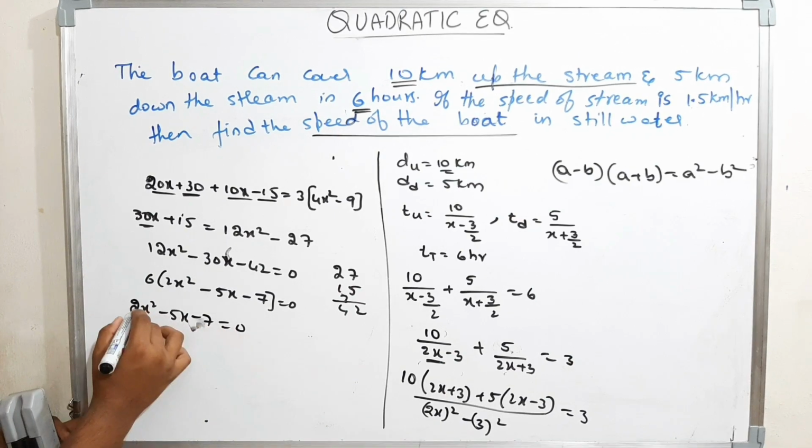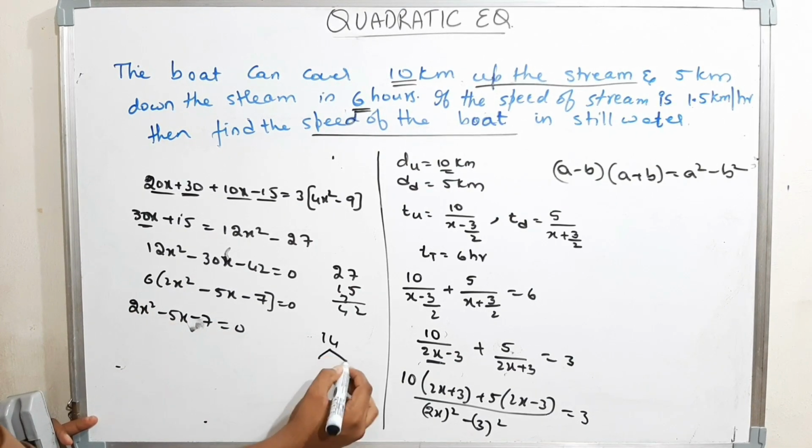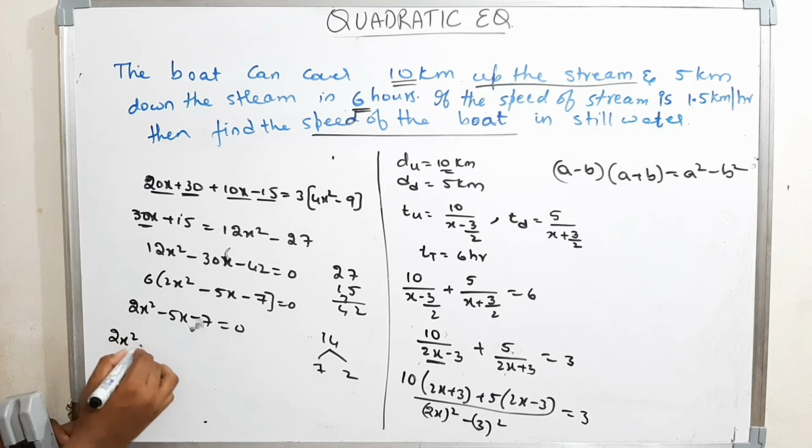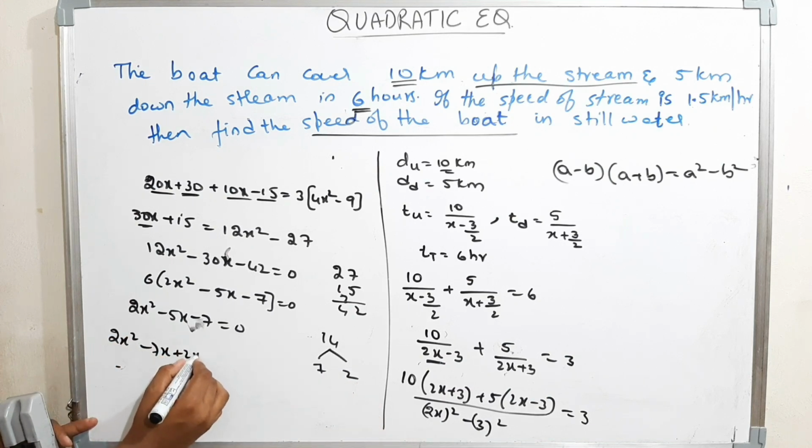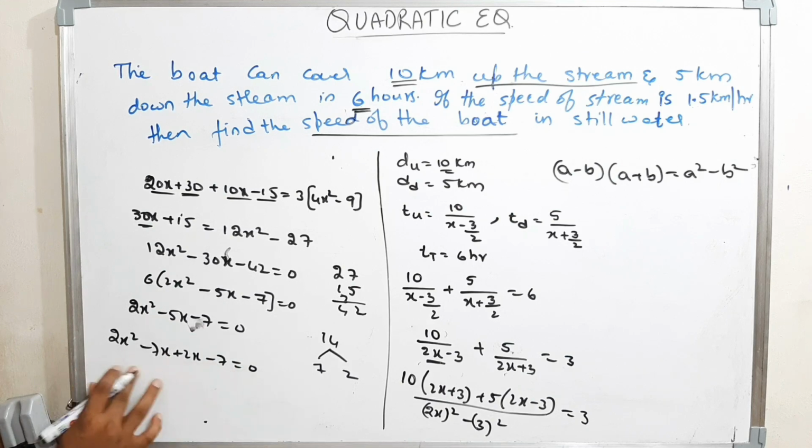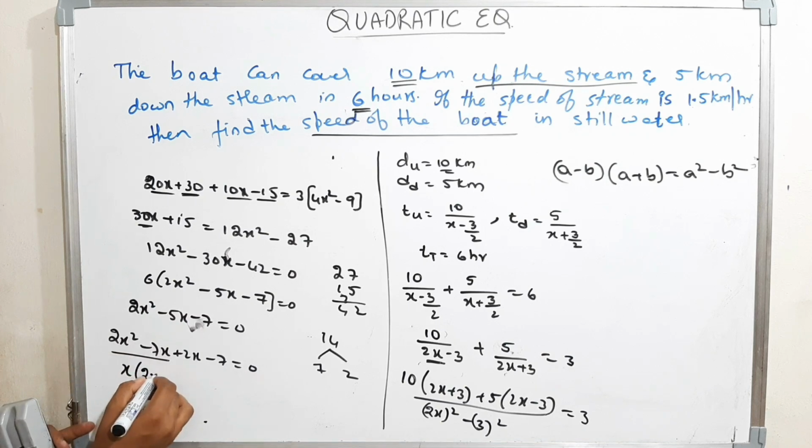Therefore, a into c, how much? 14. 7 and 2, therefore 2x square minus 7x plus 2x minus 7 equal to 0. Therefore, solve it. What will you take common? We will take x common here. If we take x common, what will you get? 2x minus 7. And here I am taking minus 1 common.